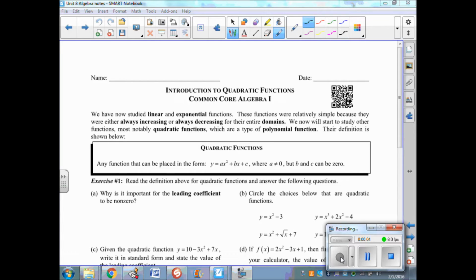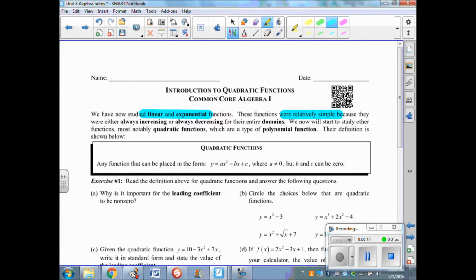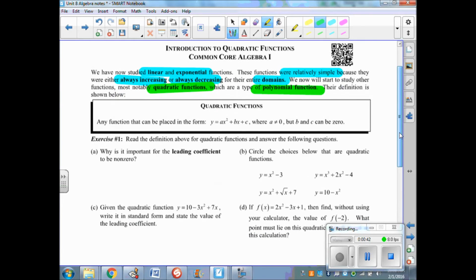Introduction to Quadratic Functions. So we're starting Unit 8 right now, and up until this point we have been dealing with linear and exponential functions. And they say that these are relatively simple. And why are they relatively simple? Because either they're always increasing or always decreasing for all their domains or their x values. So what makes the quadratic a little bit more complicated is they're a polynomial function, and you're going to notice that they're increasing and decreasing. All right, so kind of cool.